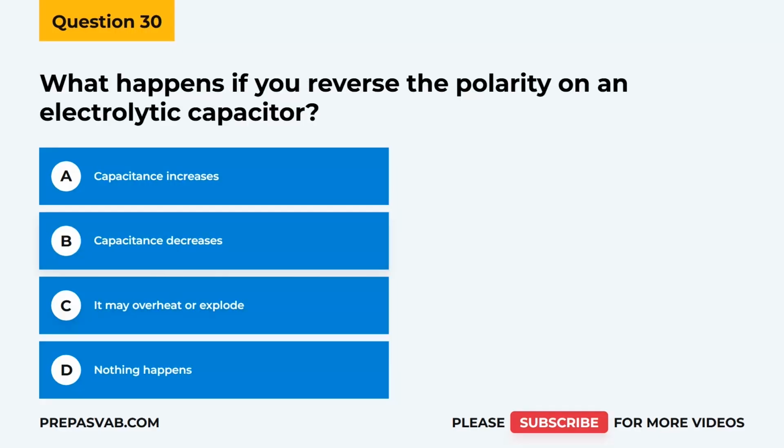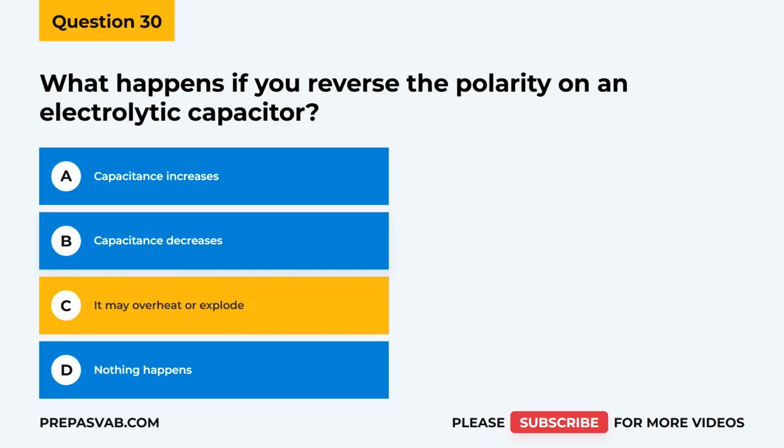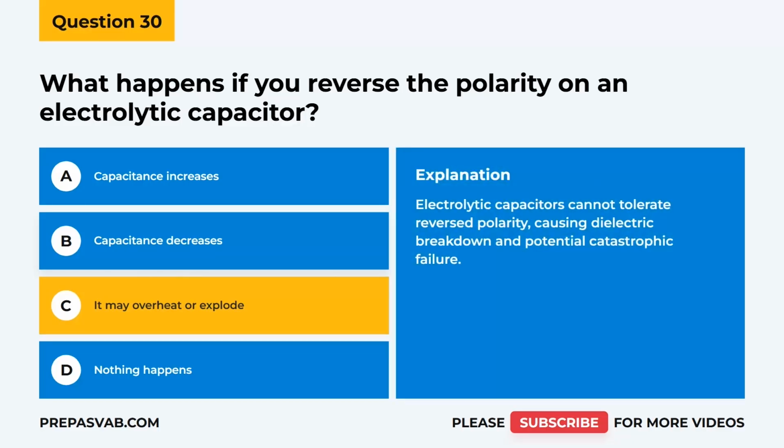Question 30. What happens if you reverse the polarity on an electrolytic capacitor? A. Capacitance increases. B. Capacitance decreases. C. It may overheat or explode. D. Nothing happens. The correct answer is C. It may overheat or explode. Electrolytic capacitors cannot tolerate reversed polarity, causing dielectric breakdown and potential catastrophic failure.